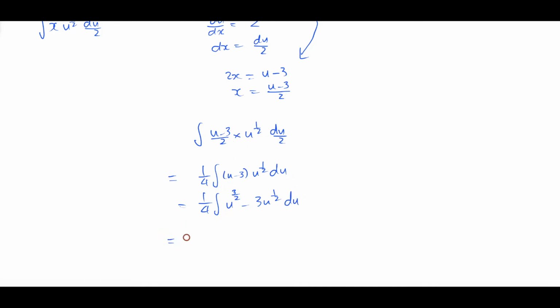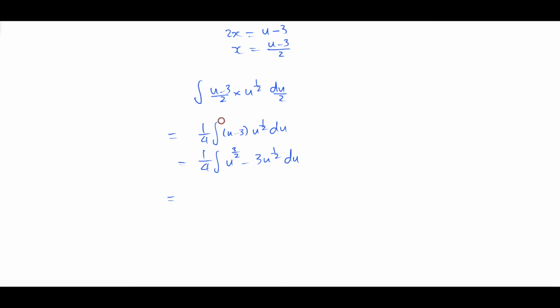And then there we go. This is a polynomial. We've done it before. We've seen it. All you have to do is add the power by 1. So 3 over 2 plus 1 is 5 on 2, and then we divide by it instead, so 2 over 5. And then over here, it's u to the power of 3 on 2. We divide by it, so it's 2 on 3 multiplied by 3, and that leaves us with only a 2. And then you put a plus c.